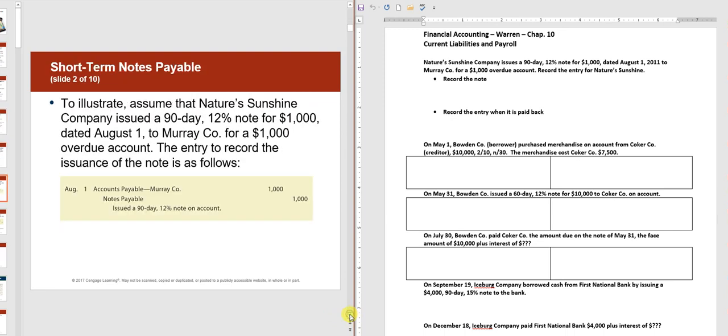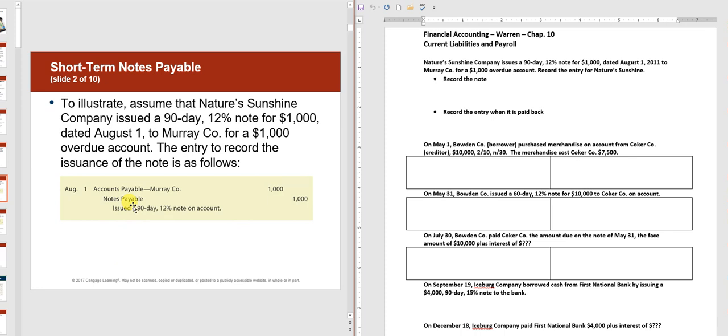Okay, we can also have a note. So we're going to talk about this one. Nature Sunshine Company issues a 90-day 12% note for $1,000 dated August 1st. So we want to record the note. Notice it's for an overdue account, so notes payable is a liability.